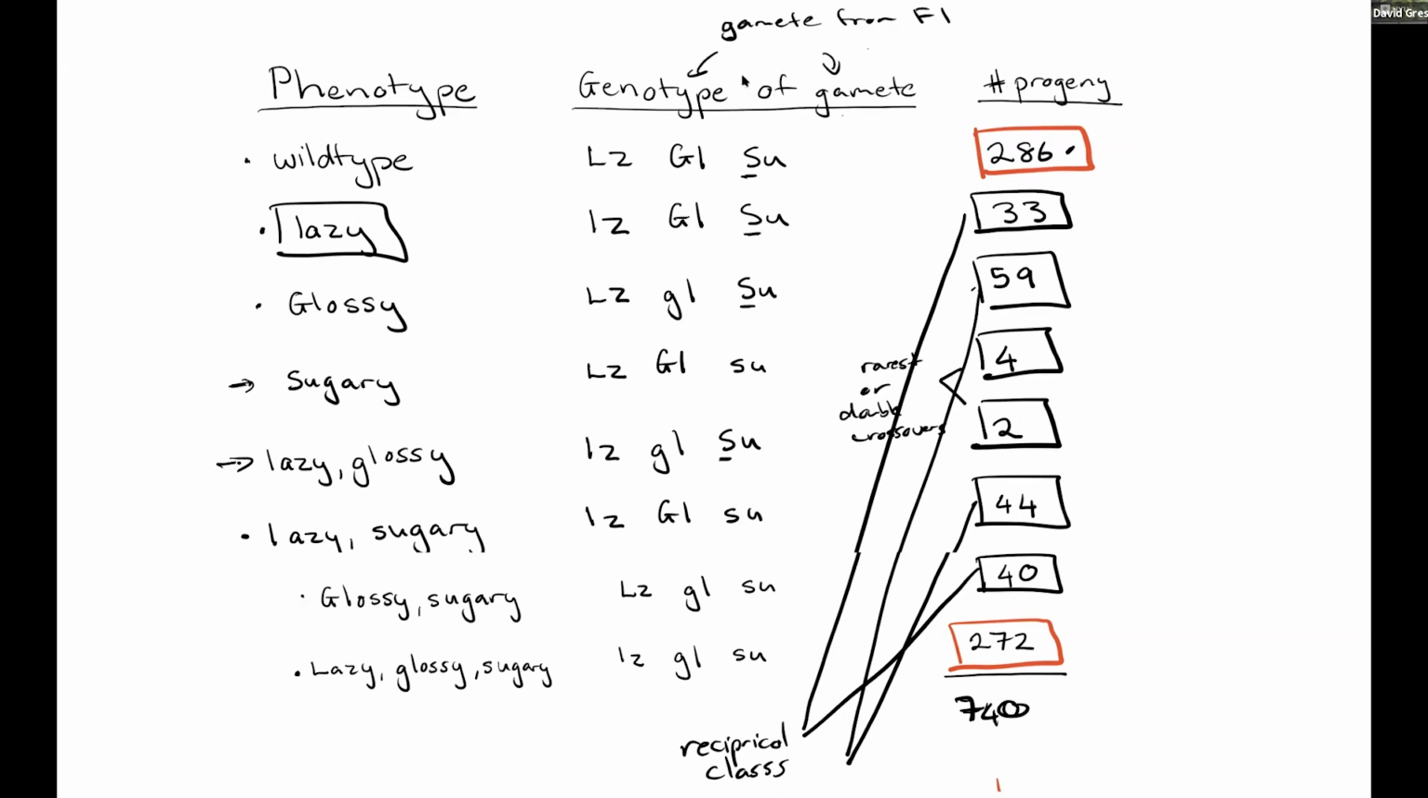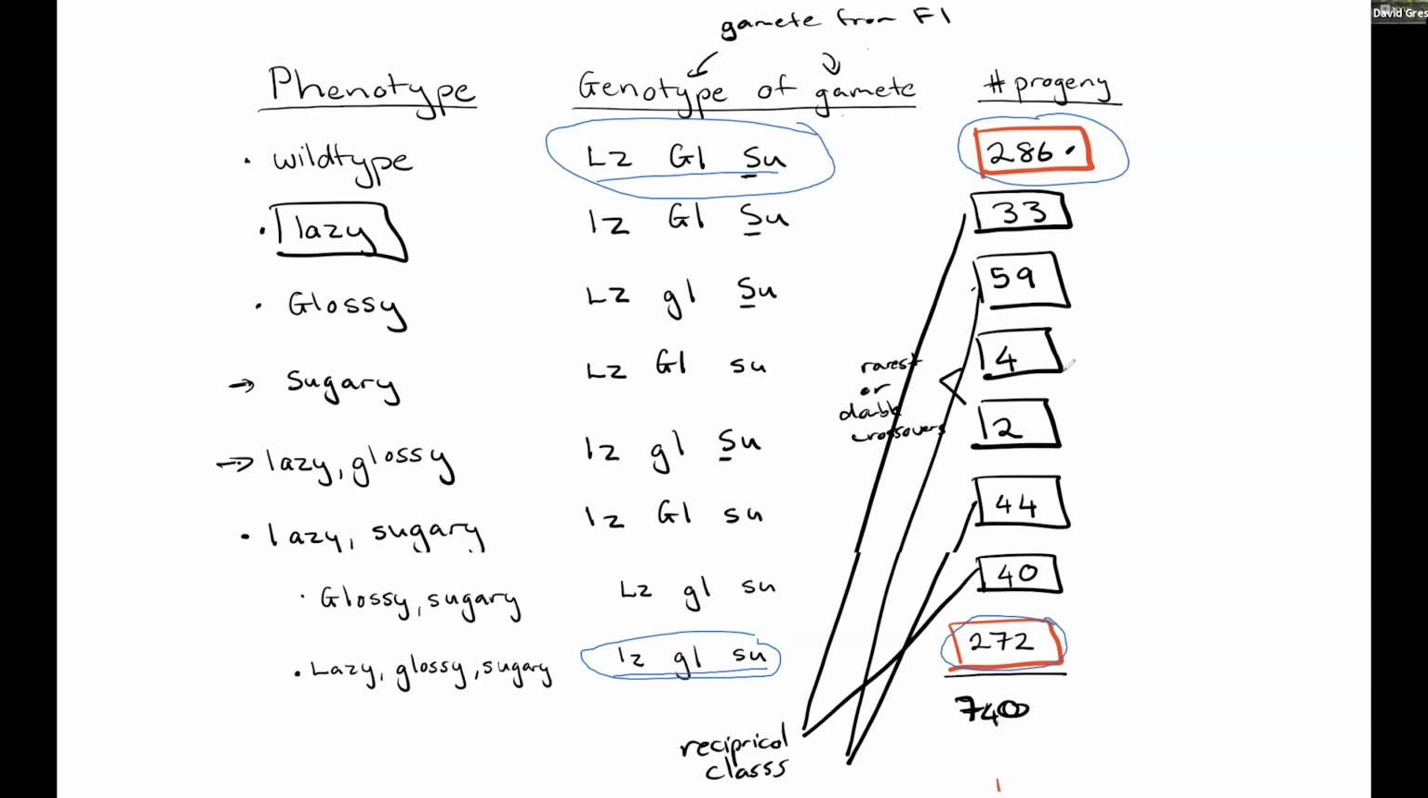And so when we do this, we can immediately see that there are 2 prevalent classes. This genotype and this genotype are our most prevalent class, 286 of those, 272 of those. And that immediately tells us what the parental gametes were. And so now we know the phase of the alleles. We know that on one of the parental chromosomes, we had all wild type alleles. And on one of the parental chromosomes, we had all mutant alleles.